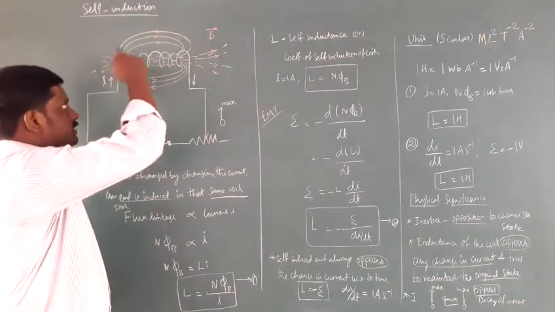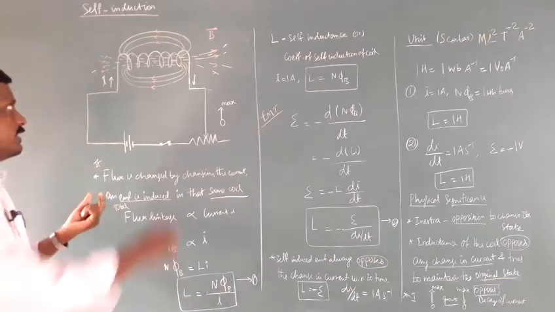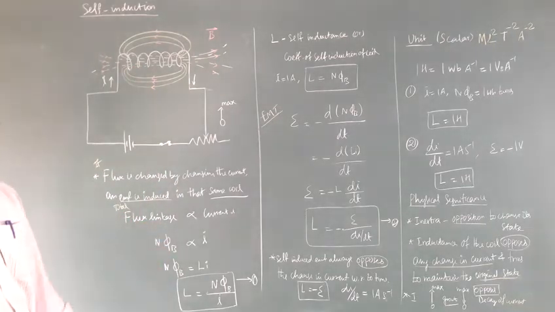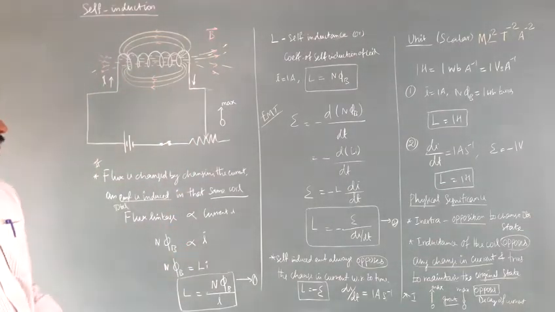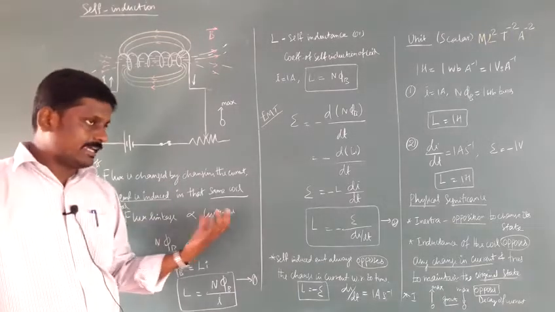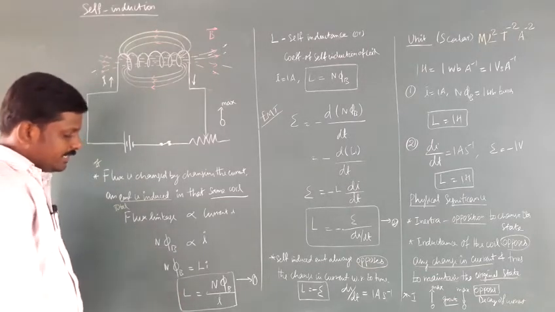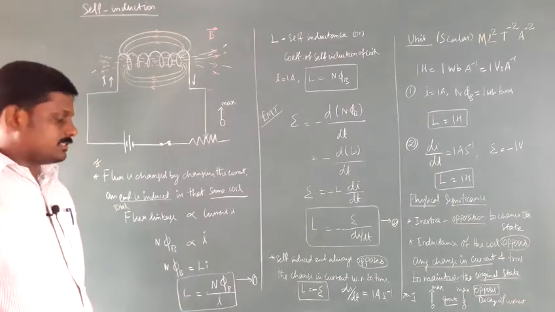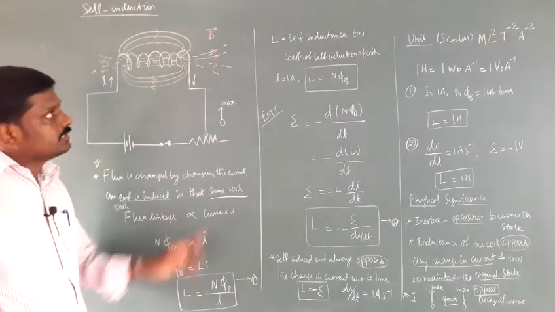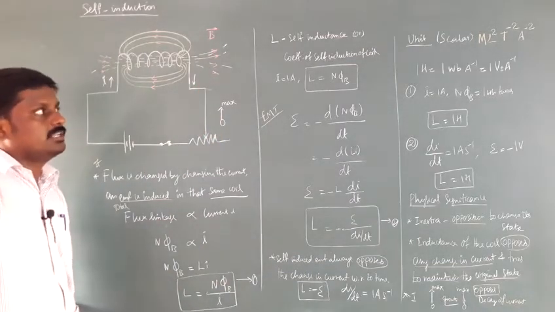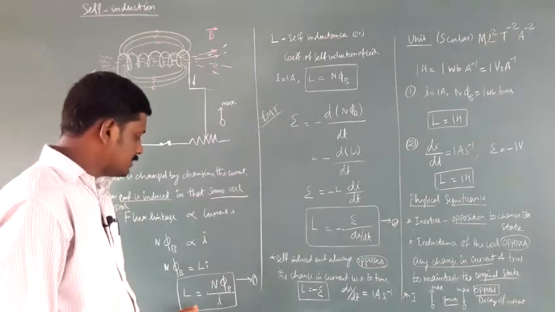Phi B is the magnetic flux linked with each turn of the coil. If there are N turns, the total flux linkage is N phi B, which is directly proportional to the current I flowing through the coil. L is the proportionality constant. Rearranging, L is equal to N phi B by I. L is the self-inductance, or coefficient of self-inductance, of the coil. If I is equal to 1 ampere, L is equal to N phi B.